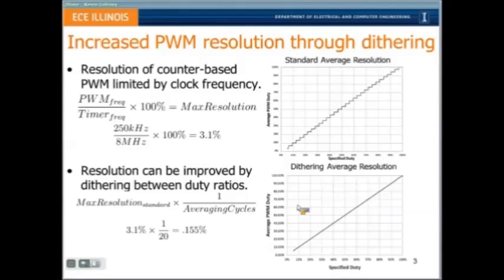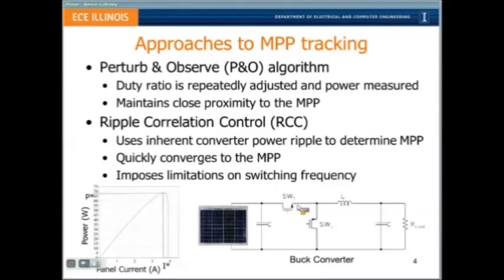So on the right here, this is the actual average resolution of the PWM module when we're averaging over 20 cycles. And on the scale of this graph, you can see that it's roughly continuous. And this is at the same 8 megahertz clock frequency, 250 kilohertz PWM signal. So now with that background out of the way, just recap and some motivation for ripple correlation control.